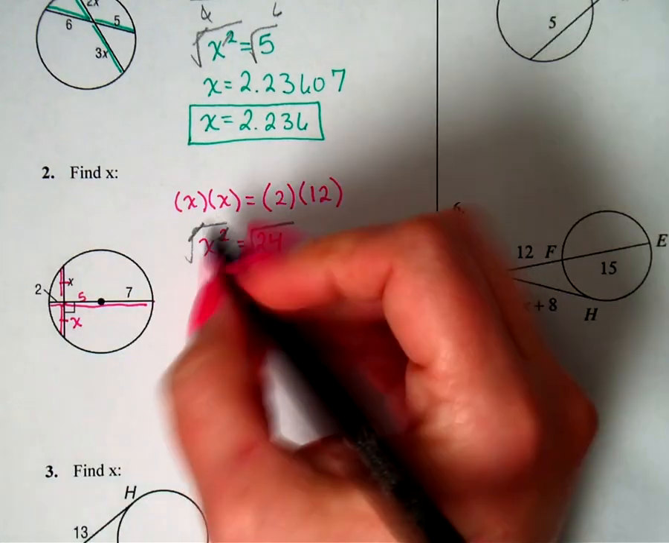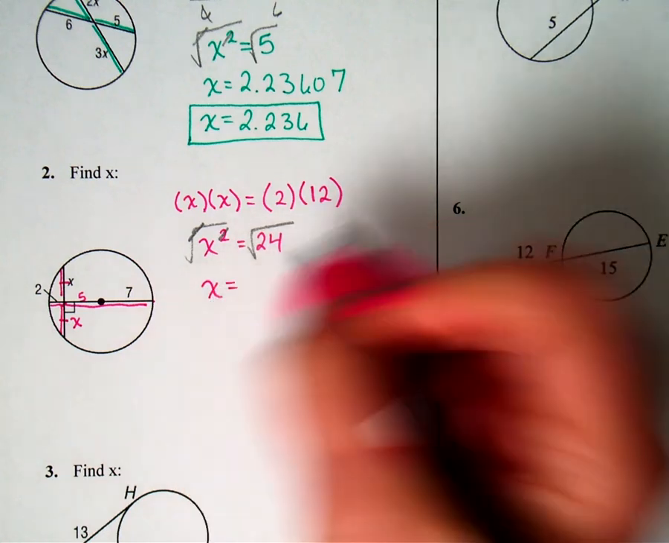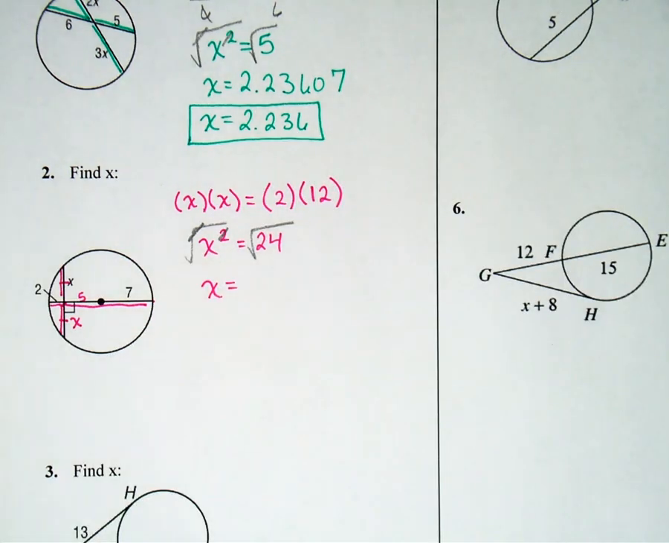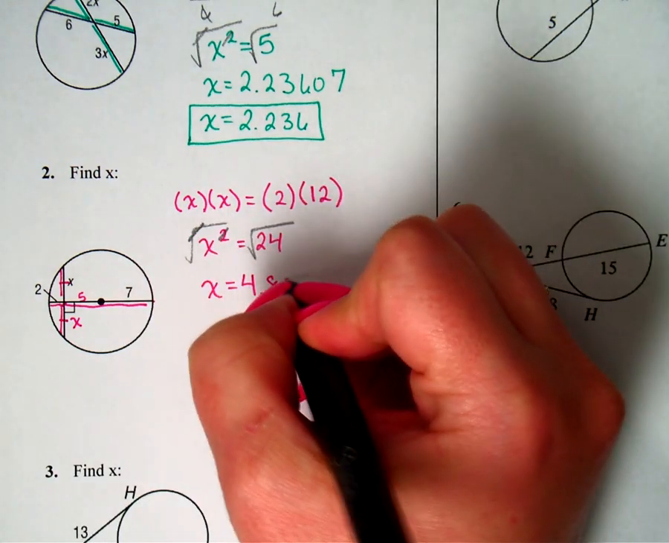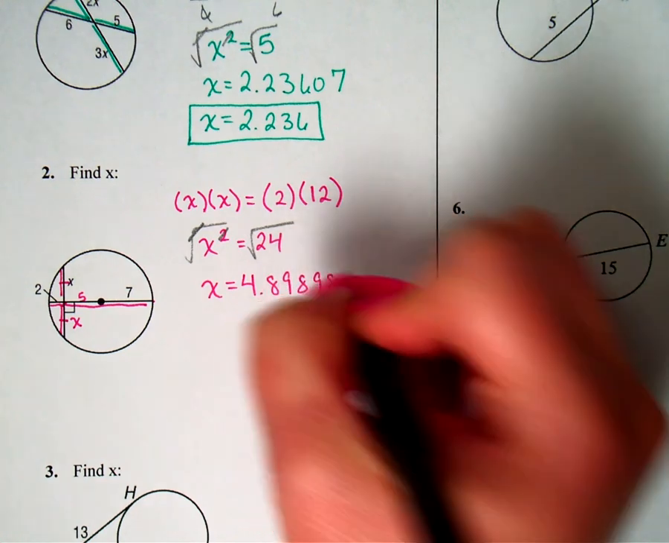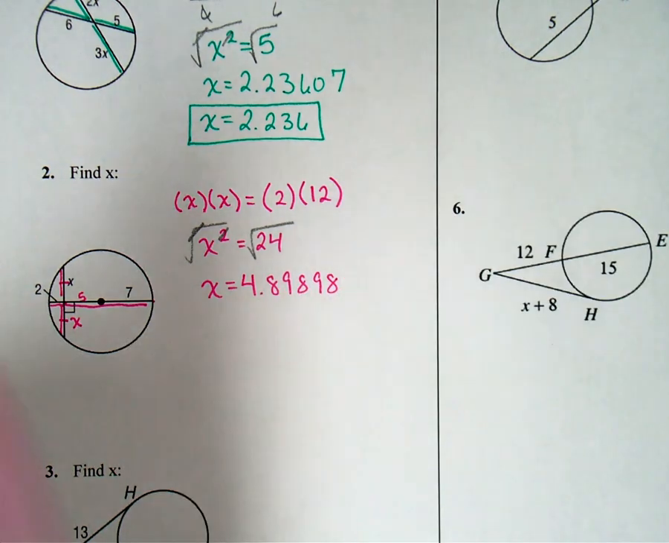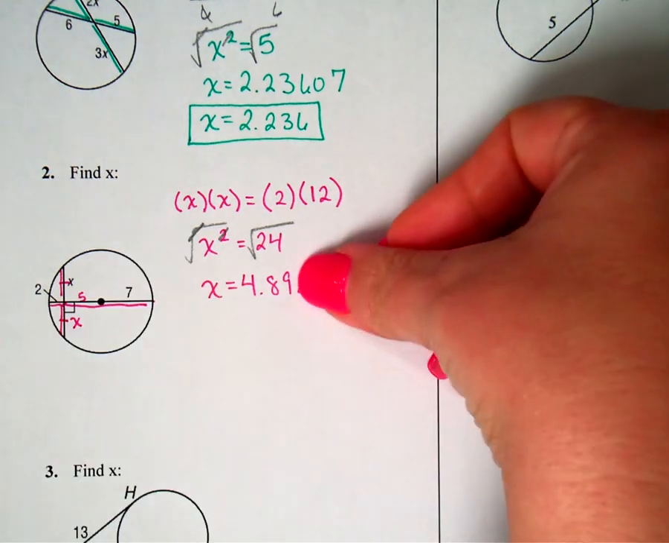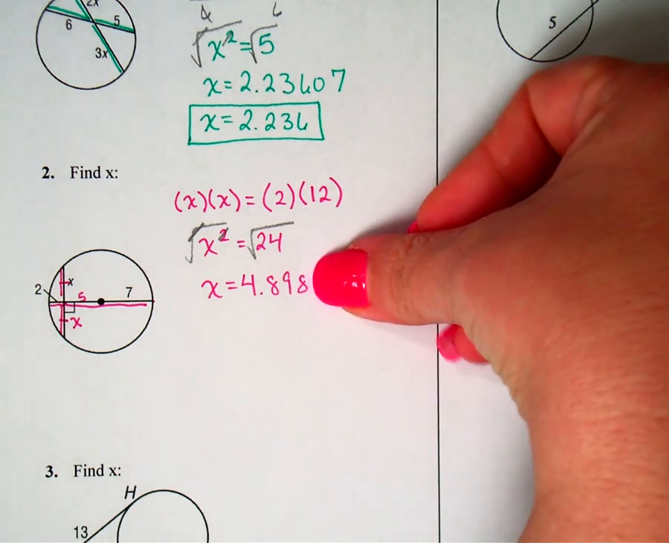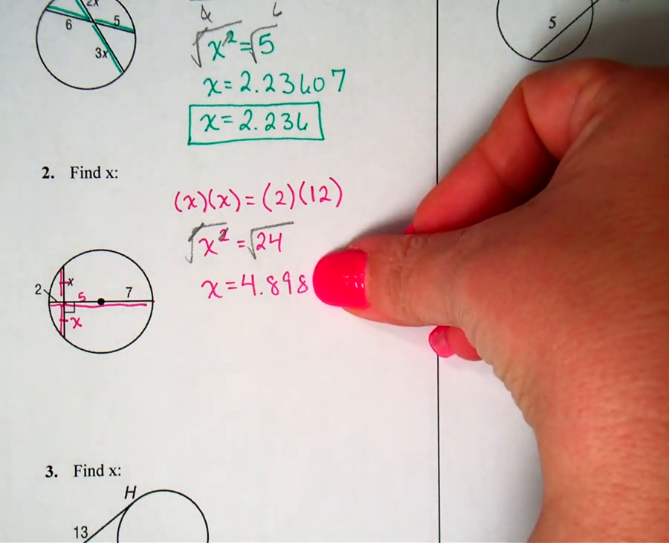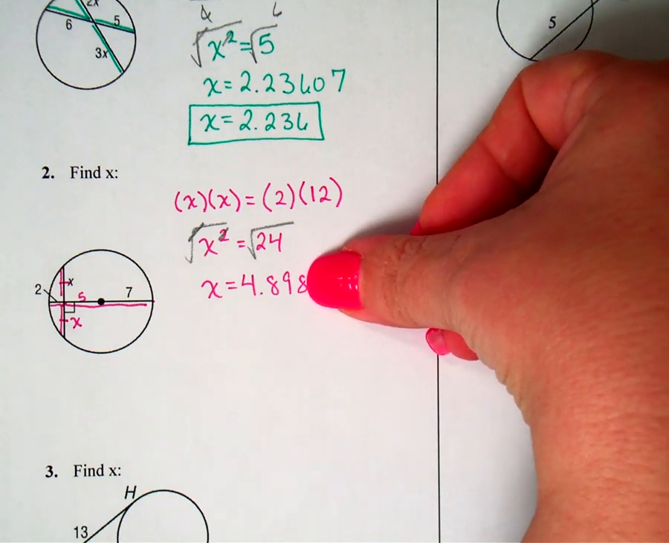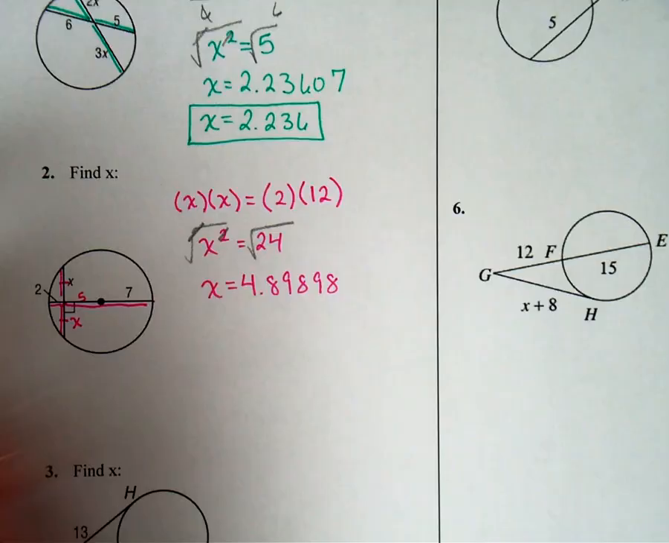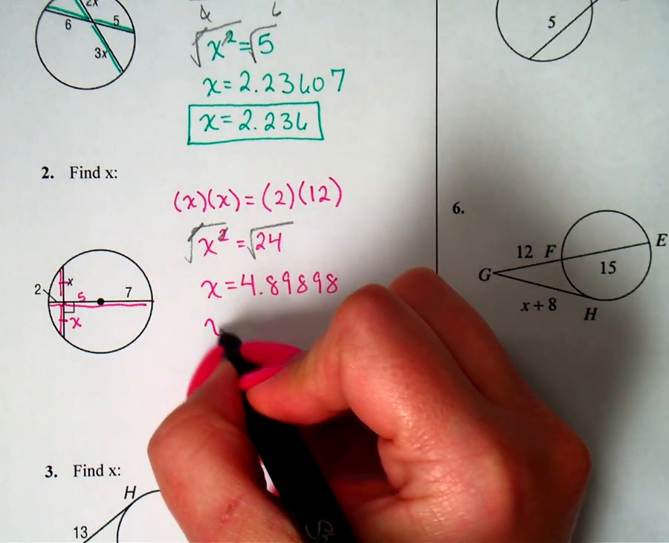And I'm going to get that x equals the square root of 24. The square root of 24 is 4.89898. I believe it's repeating. It looks like it. It doesn't tell me what to round to, so again, I'm going to go to the old standby, go to 3 places after the decimal. 898. Look one more and say, oh, that's a 9, so I'm going to round up. So 4.899.